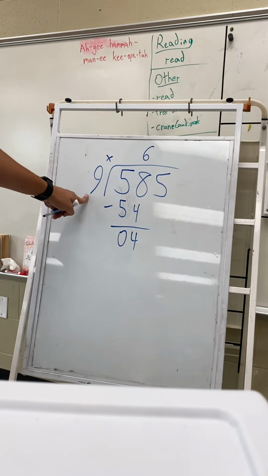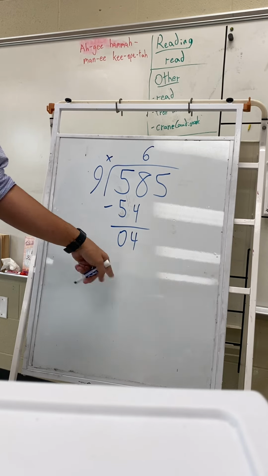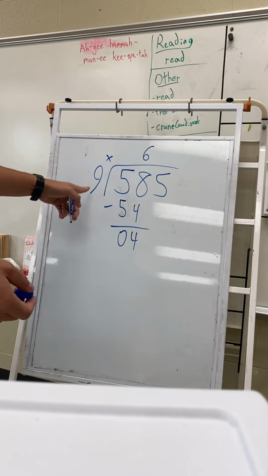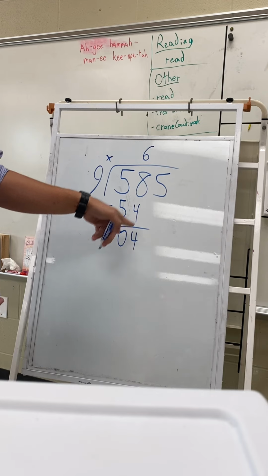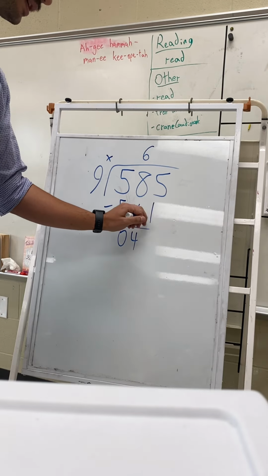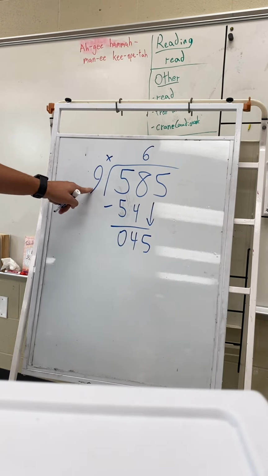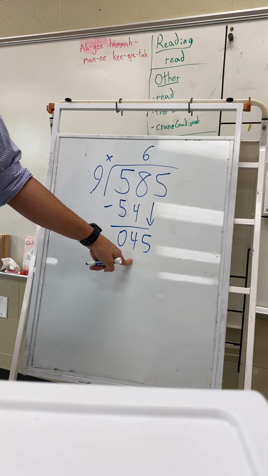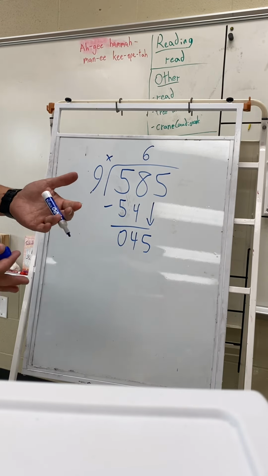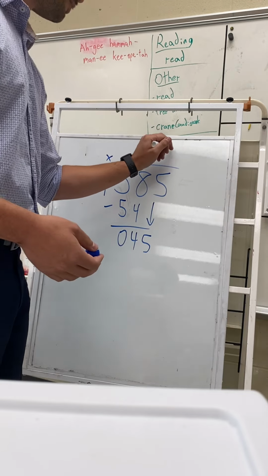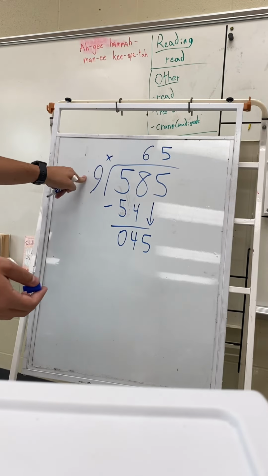So looking at it, can 9 go inside of 4? No, it doesn't fit. So we have to think, if that doesn't go inside of there, then what can I do next? Well, we can bring on down this 5. So now we're thinking, how many times can 9 go inside of 45? And I know that it can go in there 5 times. So I put my 5 up here, and then I still do my multiplication.